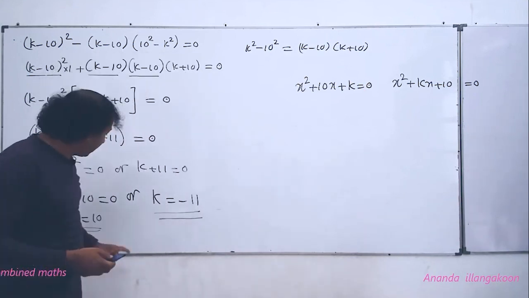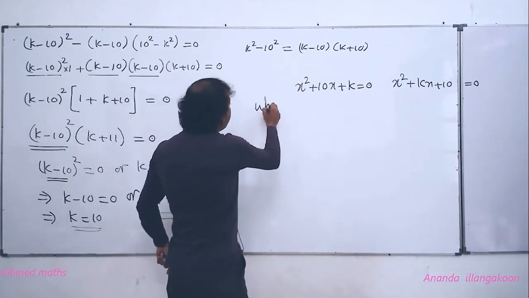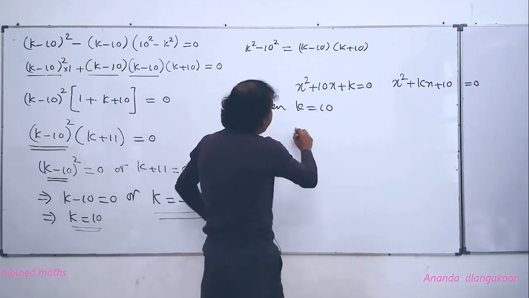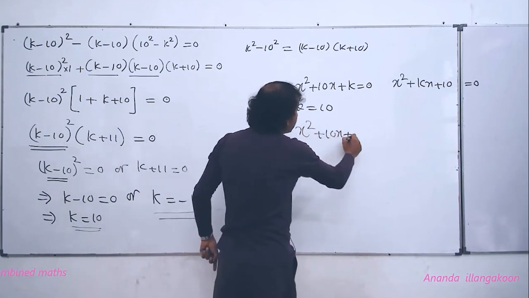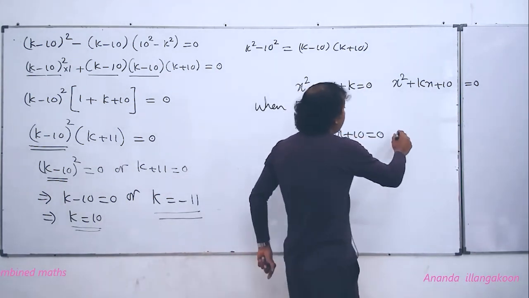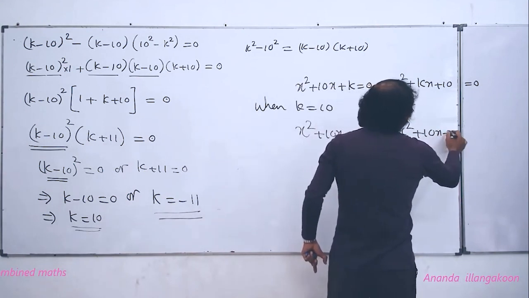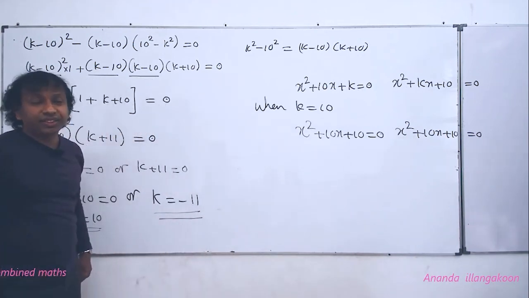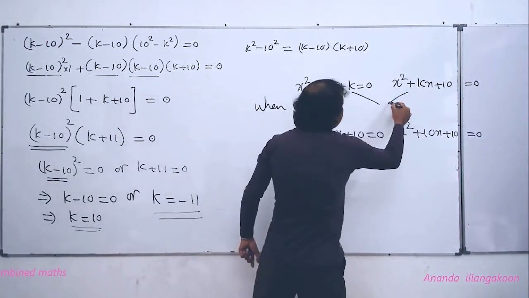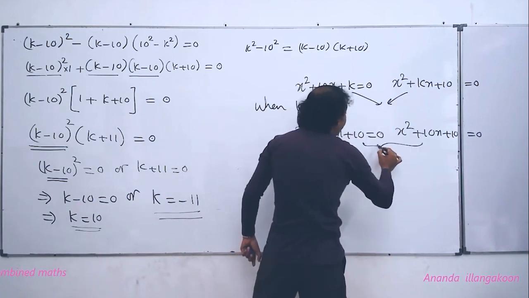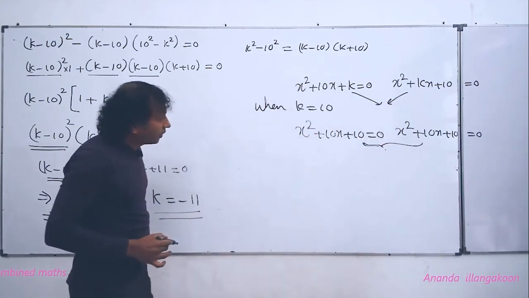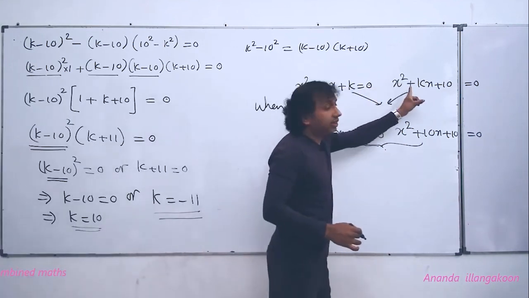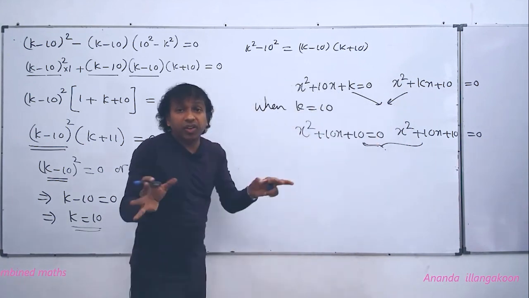People, just take K equals 10. When K equals 10, people, see what you get. This equation becomes x squared plus 10x plus 10 equals 0. This equation, x squared plus 10x plus 10 equals 0. People, what happens when K equals 10? The 2 equations, this and this, become one equation. X squared plus 10x plus 10 equals 0. The equations, this and this, when K equals 10, become one equation.